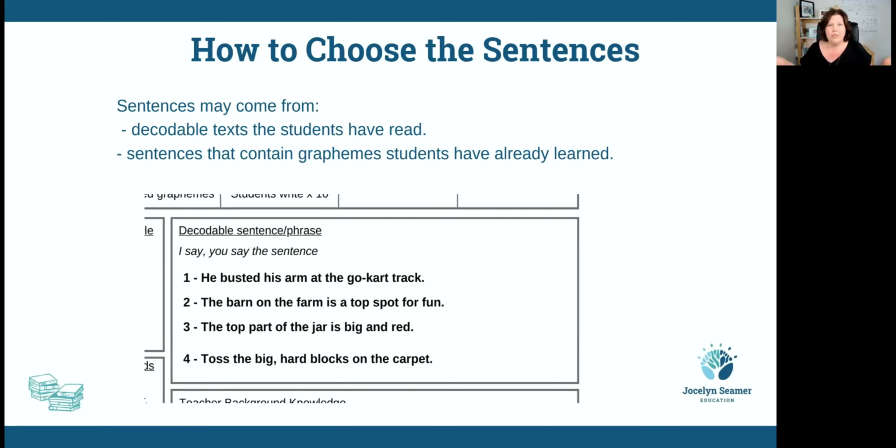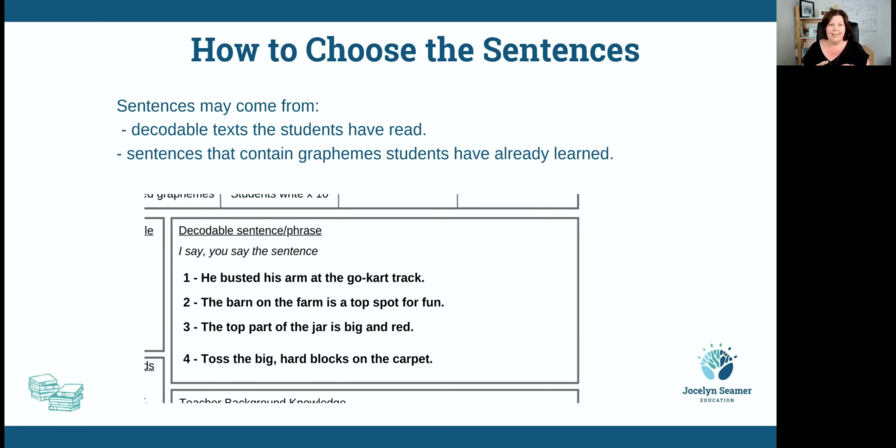But how do we choose the sentences? Well, the sentences could come directly from the decodable text that you're using in your lesson. So you can just take the sentence from there and you can differentiate down and you can differentiate up and make more complex. But the sentences can also come from any other source you like. You could simply use them as standalone sentences that are used to reinforce the graphemes that students have already learned.